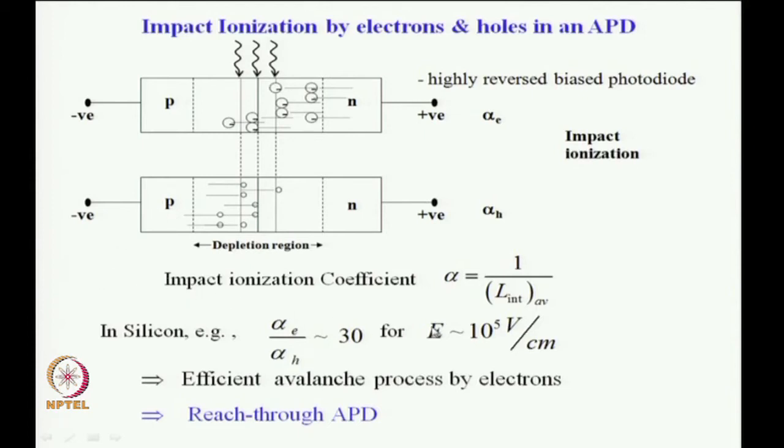The impact ionization coefficient, at a given temperature, is defined as alpha is equal to 1 divided by the average length, the average distance between two successive collisions. In silicon, for example, alpha E, that is the impact ionization coefficient for electrons, is much greater compared to the impact ionization coefficient of holes.